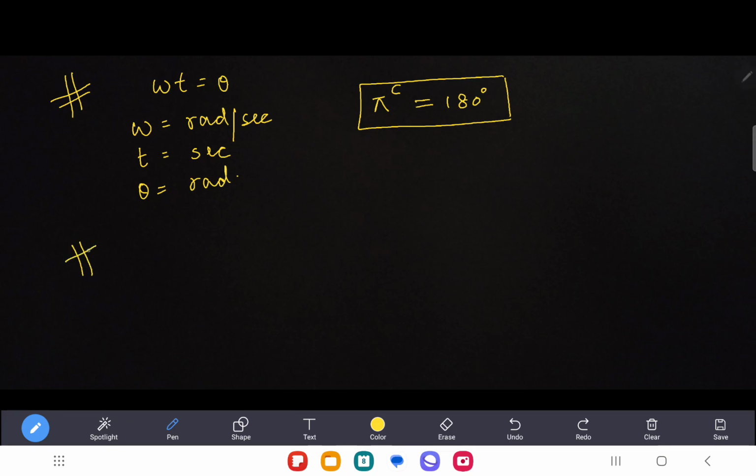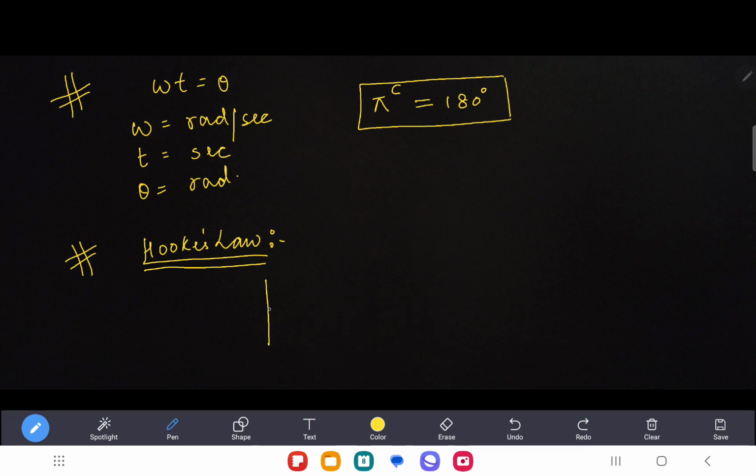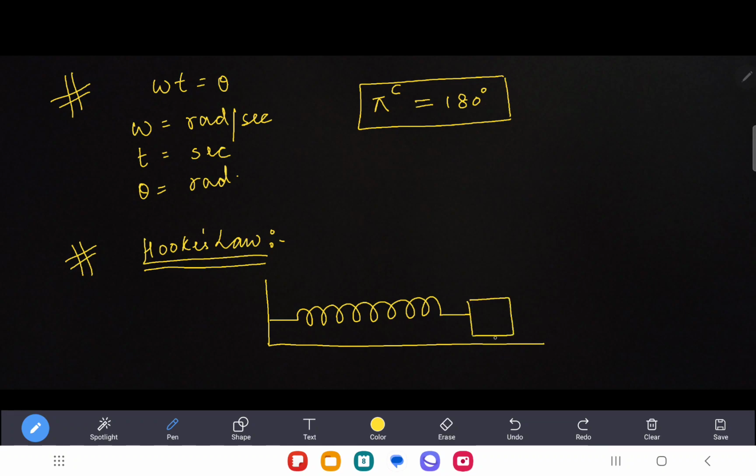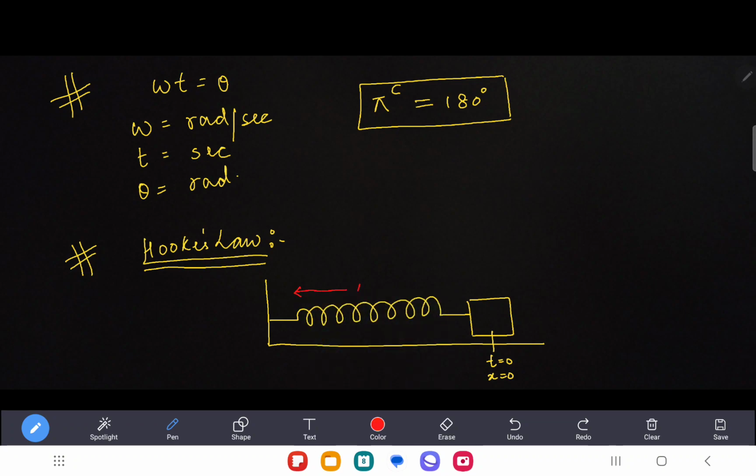The next topic that you need to know to understand SHM is Hooke's law. Now what does Hooke's law say? Just understand. Hooke's law says that, if for example we have a spring, and this is the box. So the box is at t equals 0, at x equals 0, isn't it? And this is the original length of the spring.